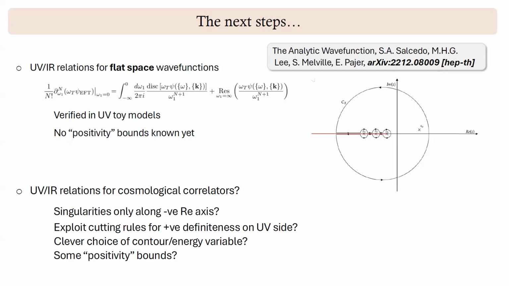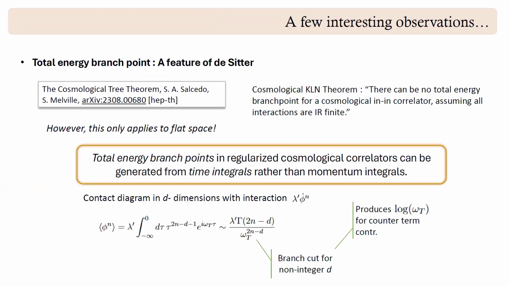Oh no, you're absolutely right. Yeah, that is the surprising part. Because they missed precisely this part. If you have a phi dot n interaction, you compute the endpoint correlator in D dimensions, and this would be some sort of counterterm contribution. You will produce a log omega t. That's absolutely true. This they missed, surprisingly.